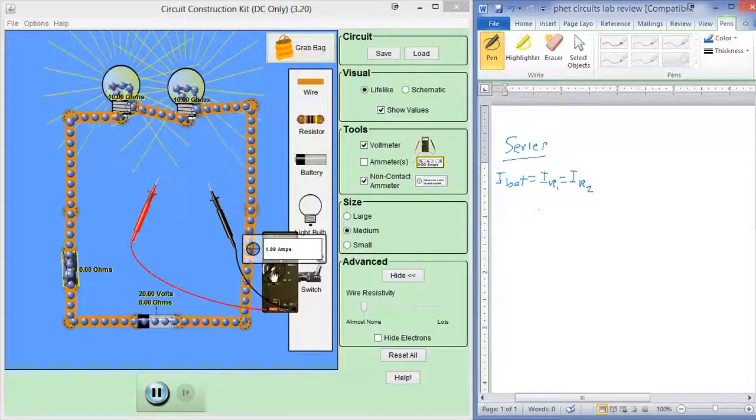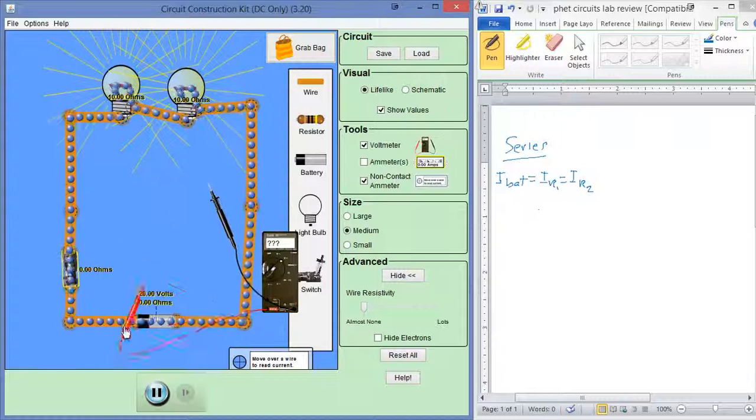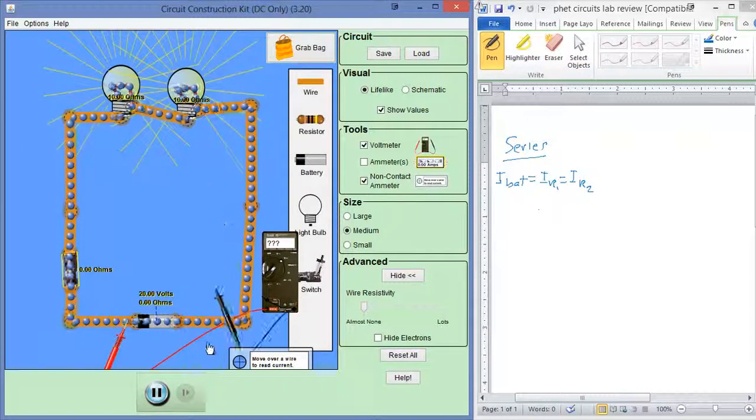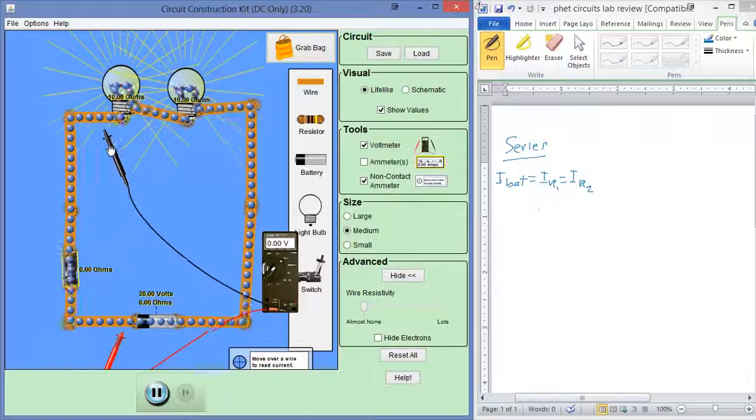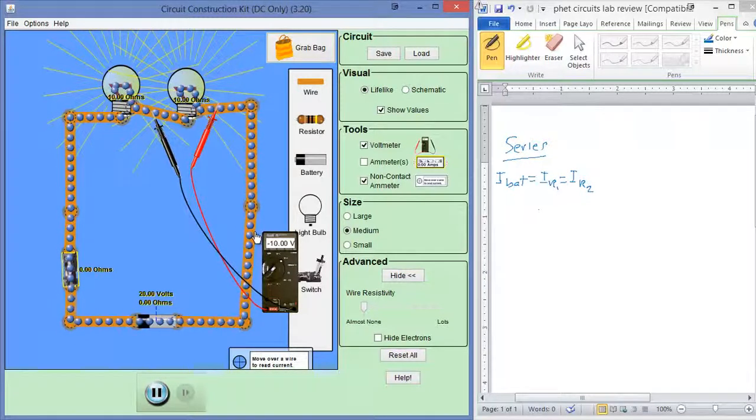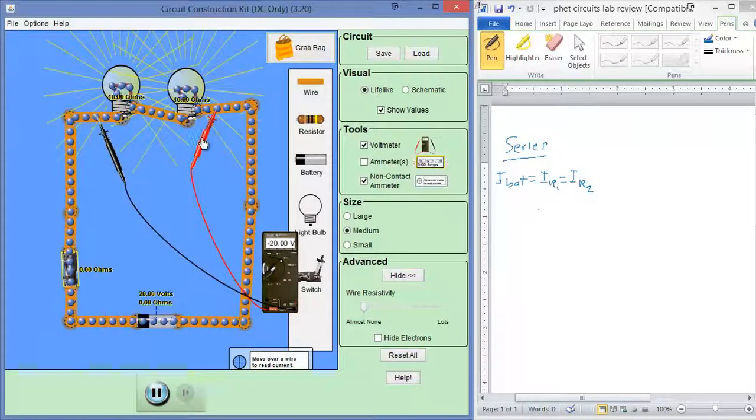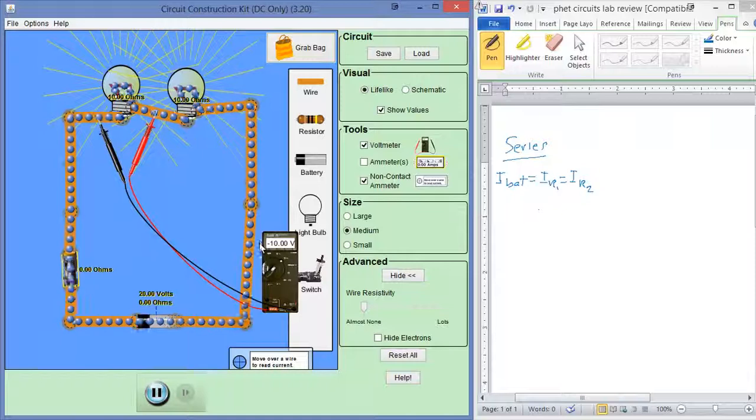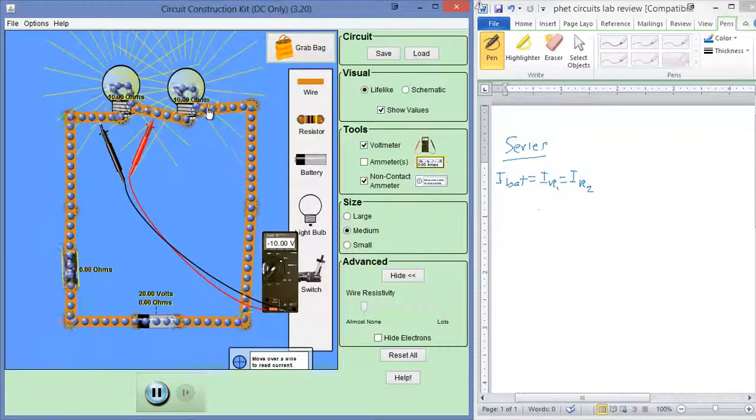Now let's take a look at voltage. With our voltmeter, we can measure the voltage of this battery. We can see that it is a 20 volt battery. If we measure the voltage drop across the light bulbs, we can see it's a total voltage drop of negative 20. The voltage drop across one light bulb is negative 10 volts, and the voltage drop across the other light bulb is negative 10 volts. So this is another big conclusion, that the total voltage gain in the battery is equal to the total voltage drop through the resistors of the circuit.